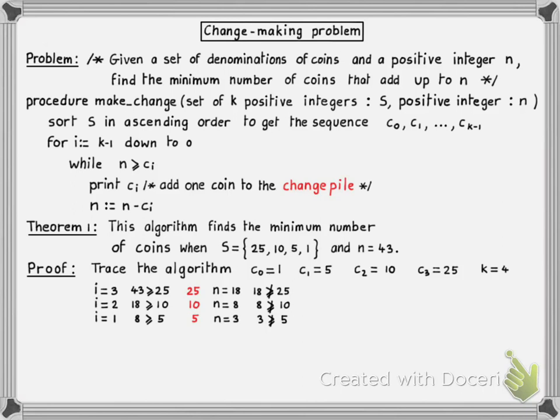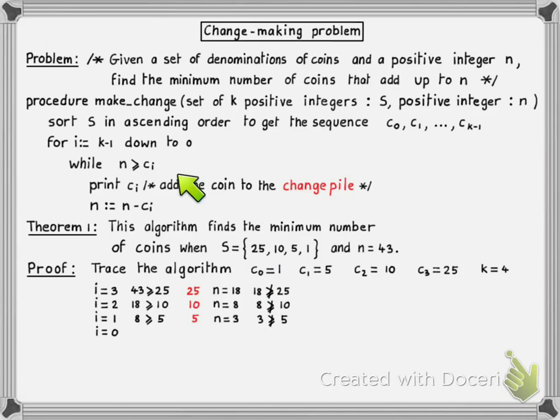The next iteration of the for loop corresponds to the value of i equals 0. Notice this will be the last iteration of the for loop, because we're now considering the last coin denomination we haven't looked at yet, namely the pennies. This iteration will be a little bit more interesting.